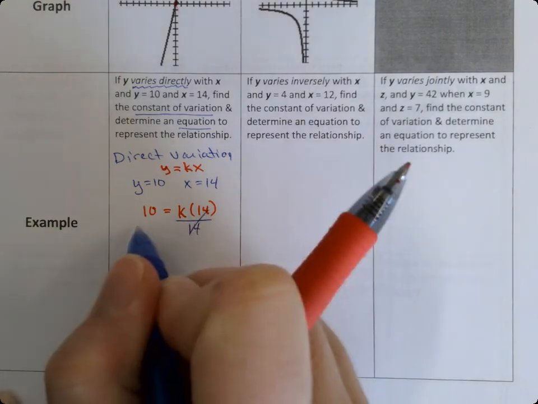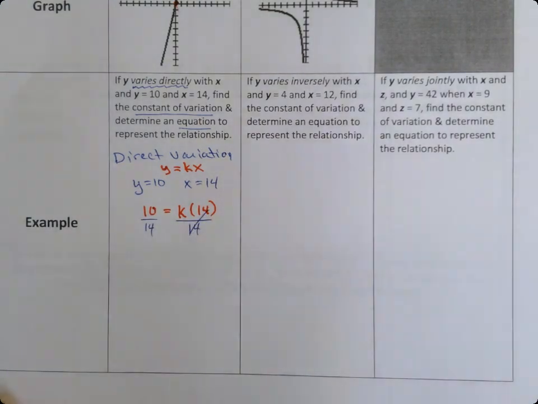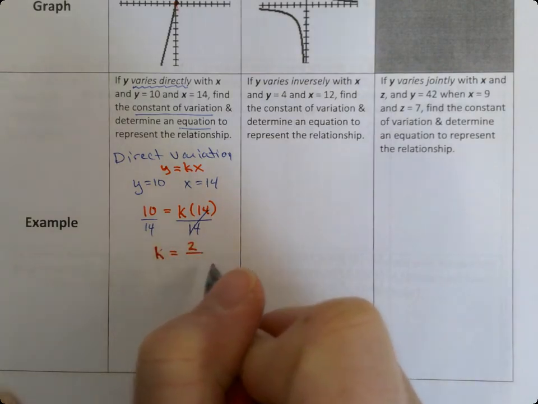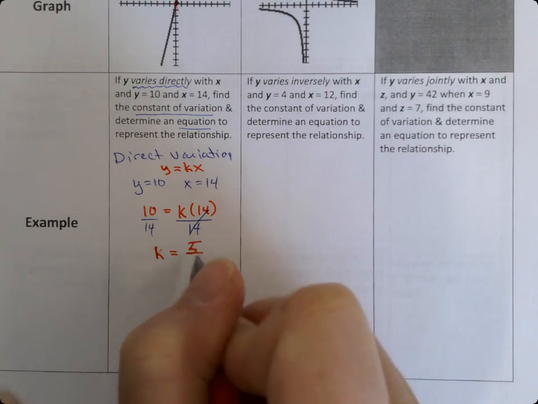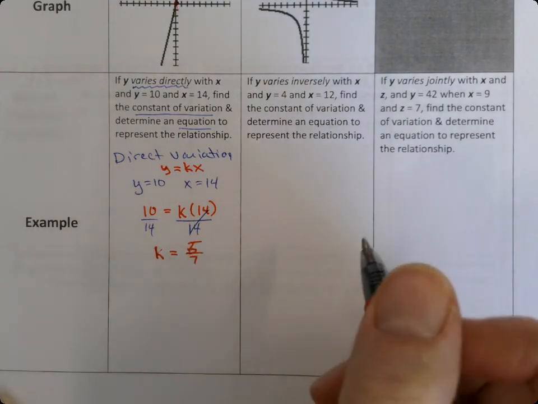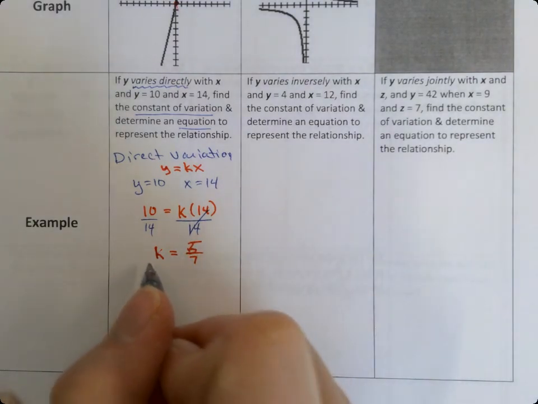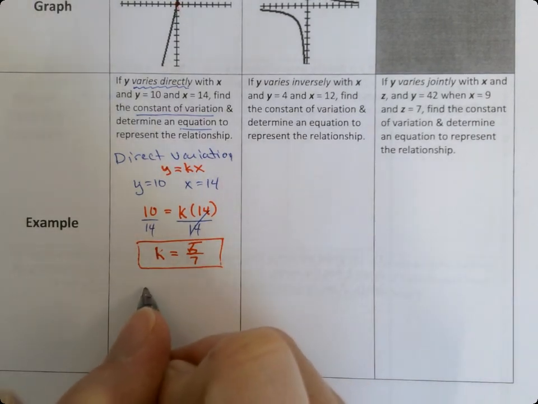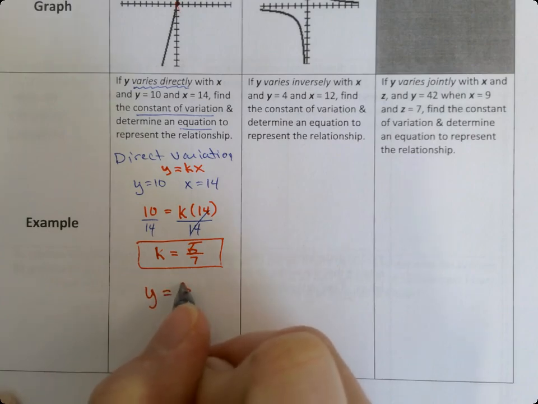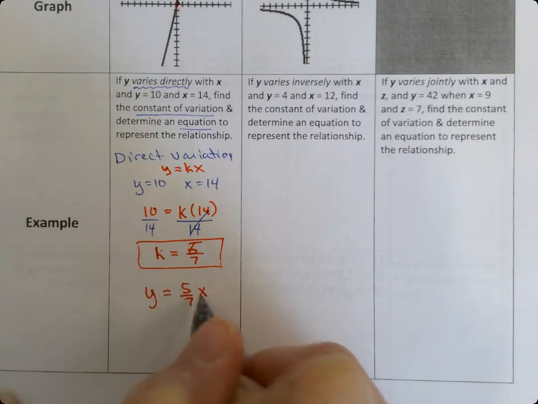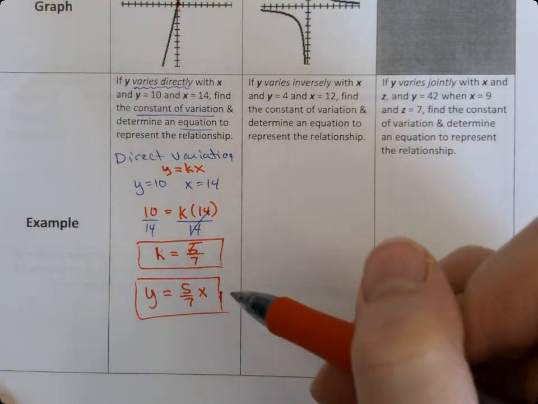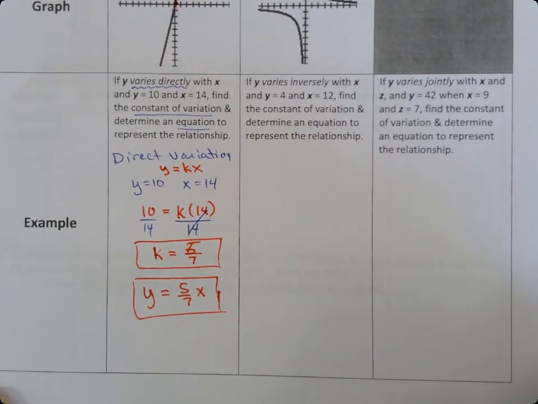Divide by 14 and reduce your fraction. So what do we get for k? Not 2. It should be 5/7, right? All right. So 5/7. That is your constant of variation. And then what is your equation? Go back to generic. Y equals 5/7 x. So constant of variation, direct variation equation.